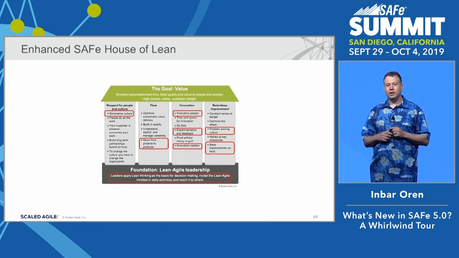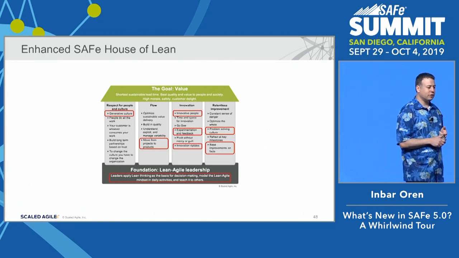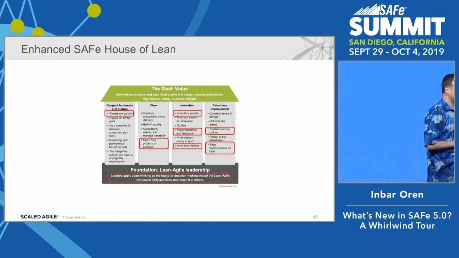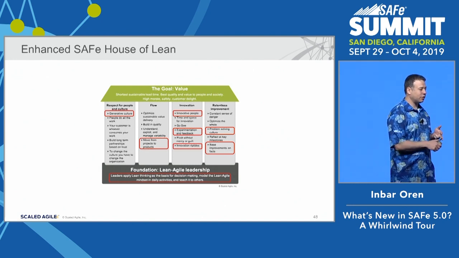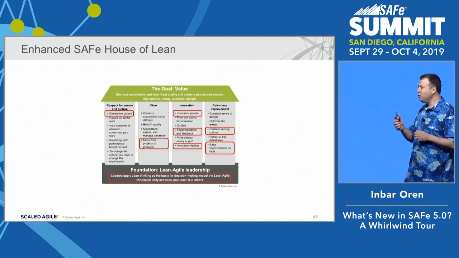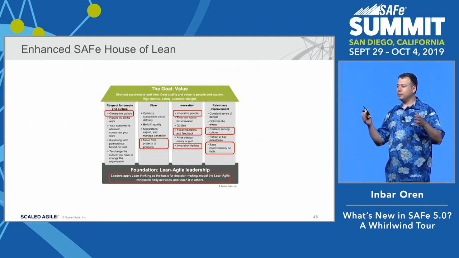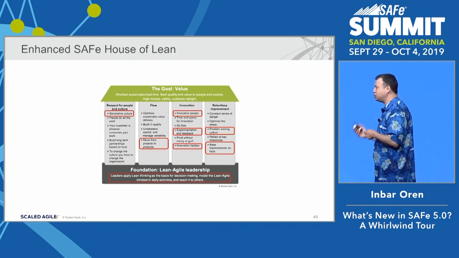We also rethought the House of Lean. Relentless improvement is now part of continuous learning culture. Innovation, we put a lot more focus on innovation. Flow, respect for people. So we rethought a lot of the concept around the House of Lean. It's still the same pillars you're familiar with, but some of the language changed.